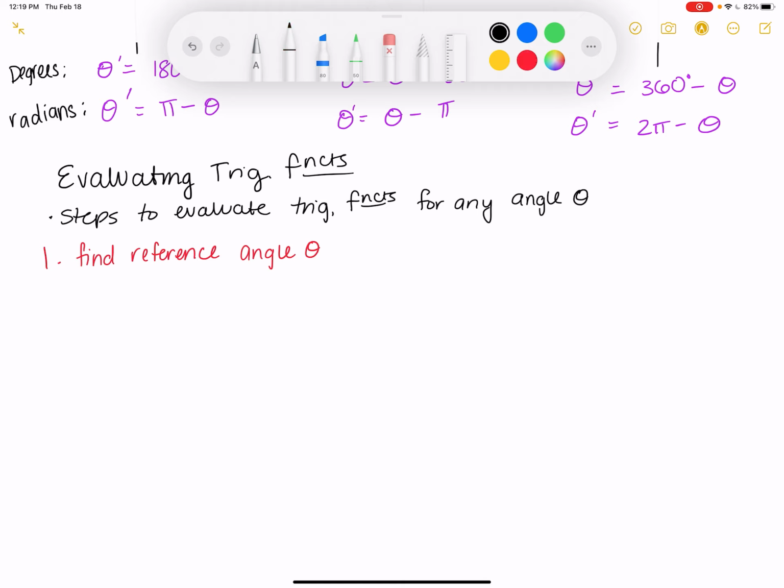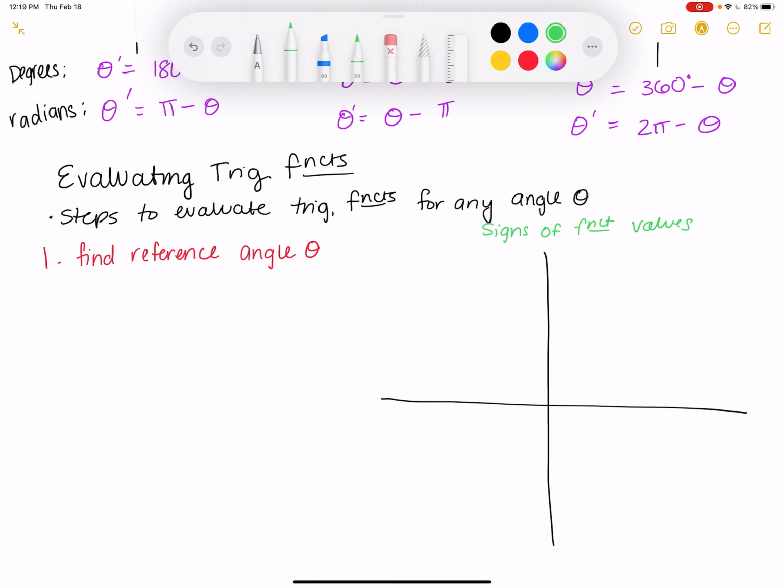Okay, and you're going to also, just really quick, you're going to need to leave a good amount of space over here, okay, for a coordinate plane, where we're going to write in the signs of function values. Okay, and what happens in each quadrant, so just make sure you leave space over there when you're writing your steps. So first, find reference angle theta, then theta prime. Dear goodness, I keep forgetting to write the prime. Evaluate the trig function.